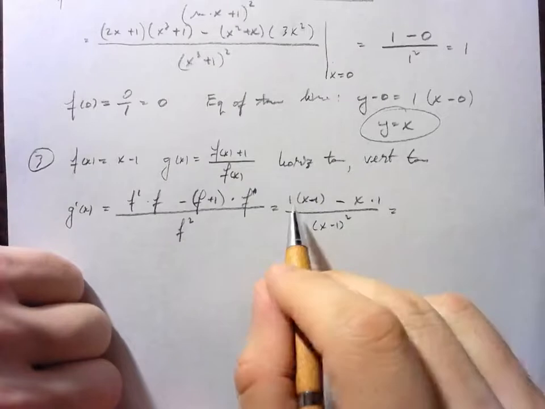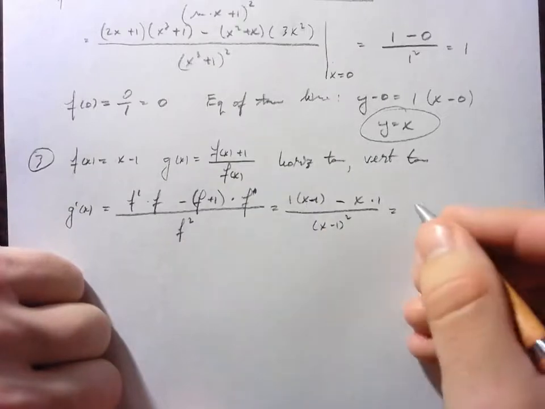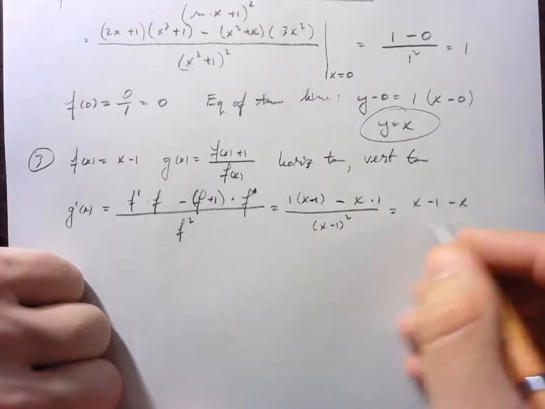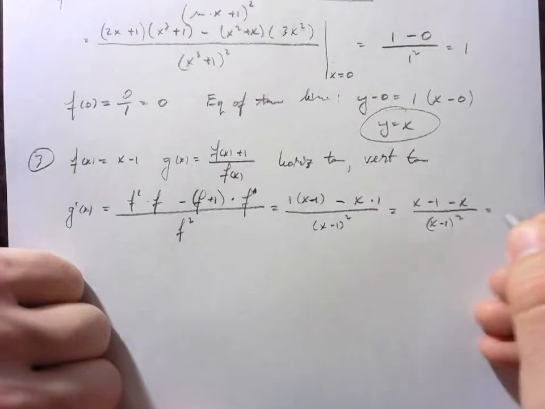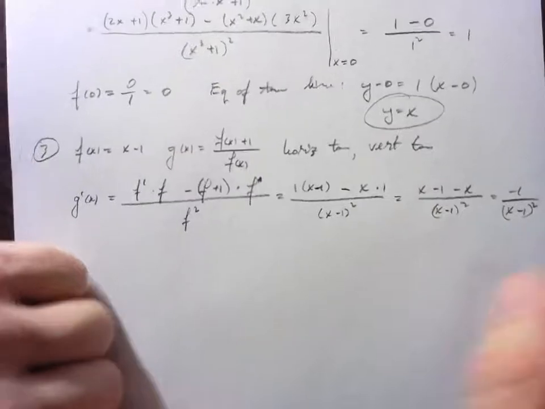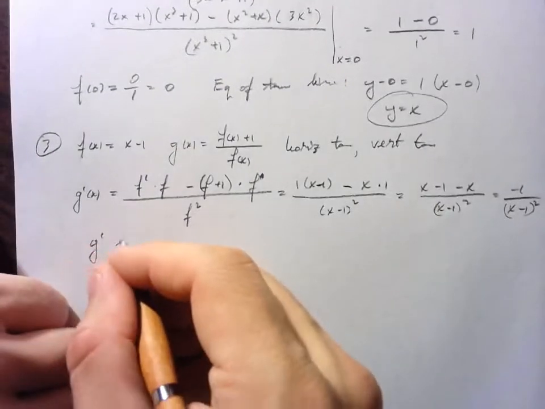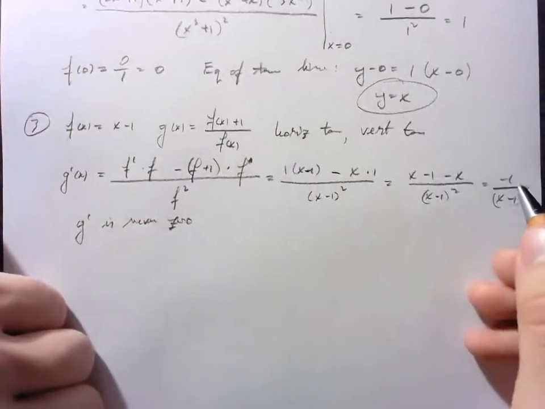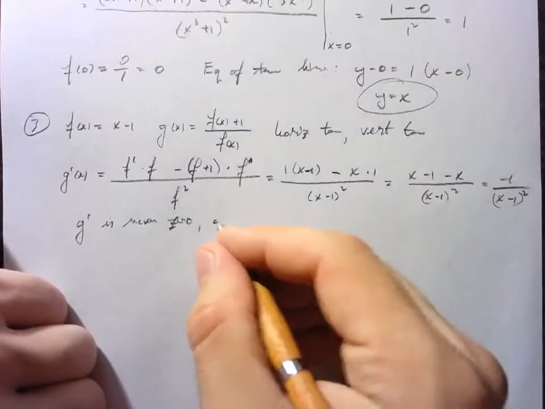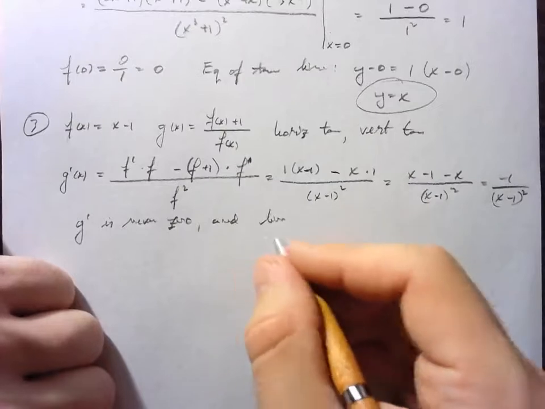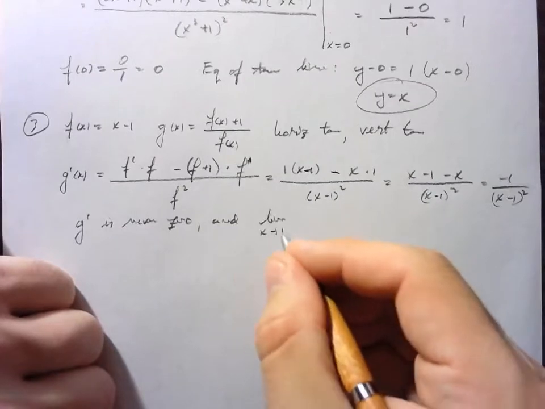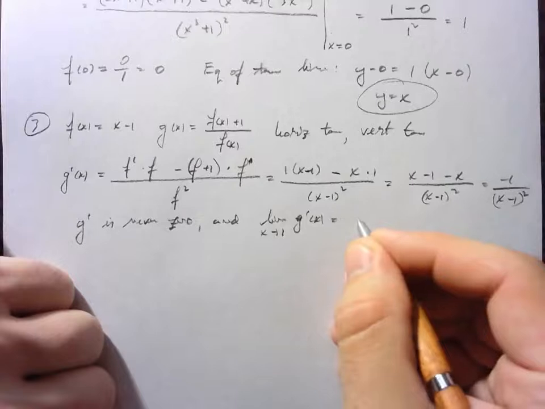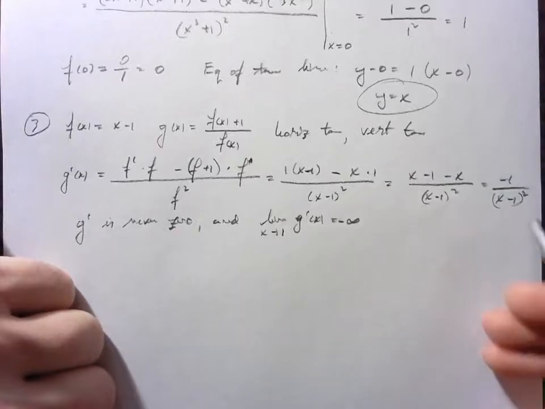So what is this equal to? I have x minus 1 minus x over x minus 1 quantity squared, so this is negative 1 over x minus 1 quantity squared. And notice g prime is never 0 because of that. The numerator is never going to be 0, and the limit of g prime as x approaches 1 is going to be negative infinity because of this negative 1 on top.